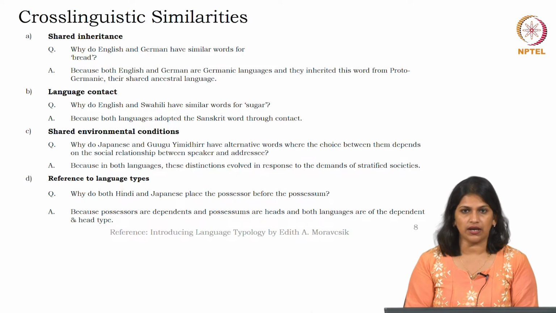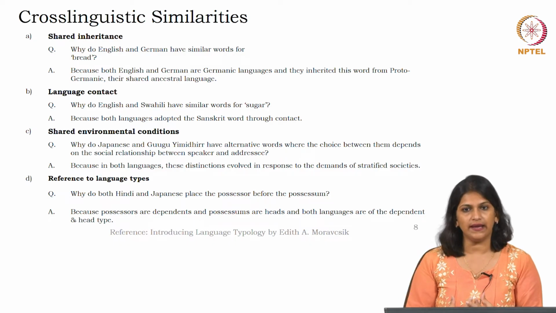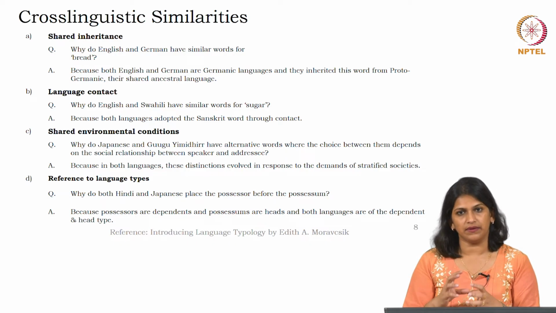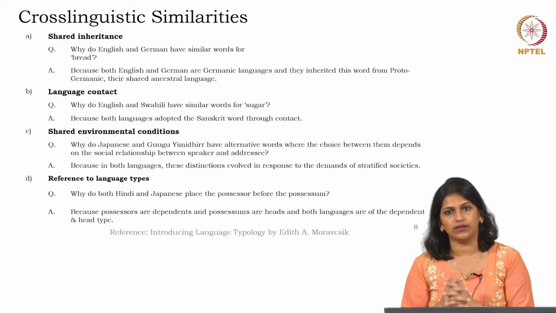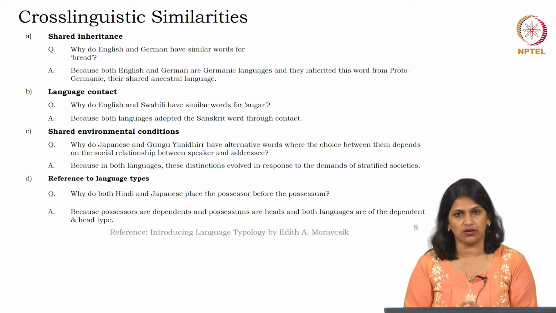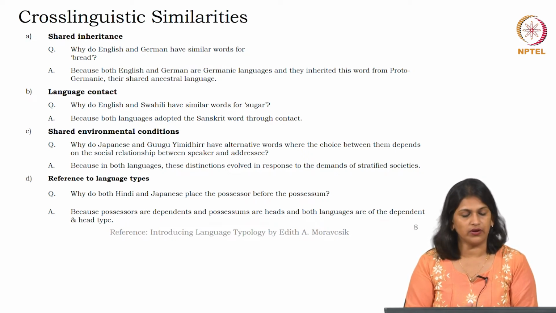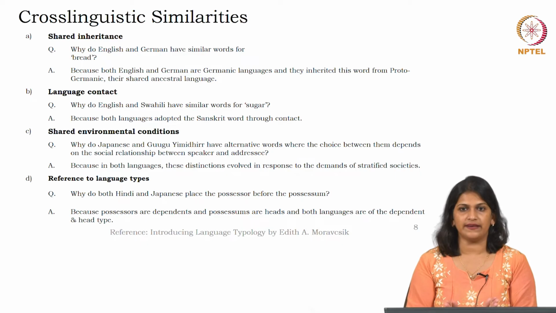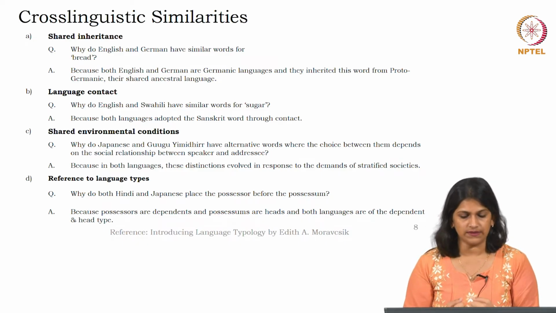think about when we are trying to discuss cross-linguistic similarity because of language contact. And third reason, shared environmental conditions, and here we have languages like Japanese and Gugui Midir. The speakers have the liberty to choose alternative words depending on the situation, or depending on the condition that they are involved in. And the fourth type, reference to language types. In spite of not having any kind of cultural similarity, language contact and shared genealogy, languages like English and Japanese will belong to one particular type, and that type here we have discussed is dependent and head relation. In both the languages, the dependent occurs first and the head comes later.